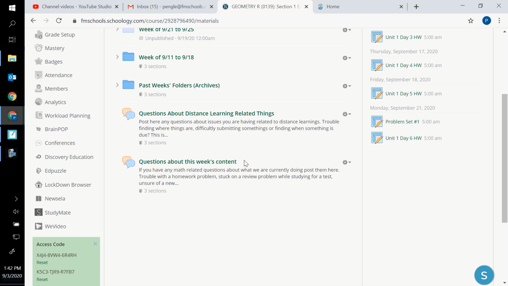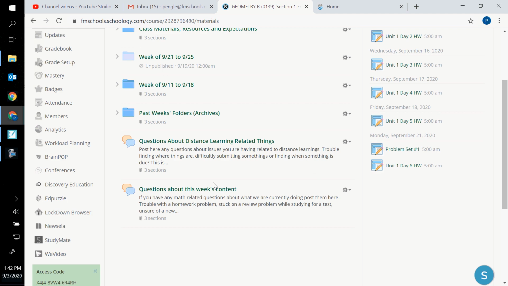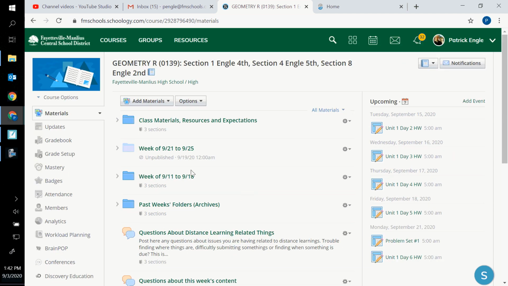So it's a group effort, each of you and myself included, in responding to the discussion board questions on here. So like the content one, if you have a question from that day's lesson, you can post the question on there. If you're doing a homework problem and you're stuck on one, you could post a question on there. So it can be a place where you guys can collaborate while you are working in the evening on homework or studying for tests, things like that. All right, so that is the basic Schoology setup.